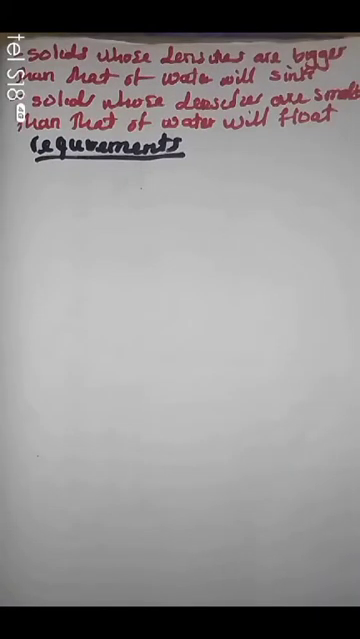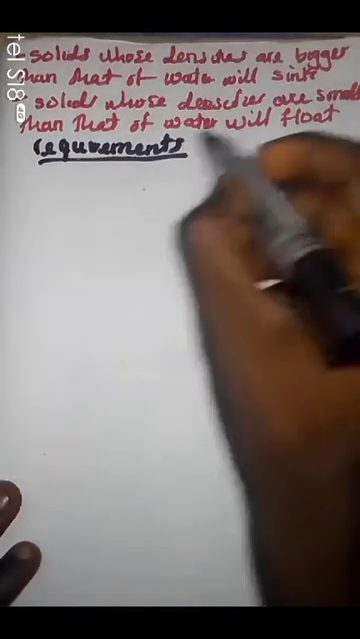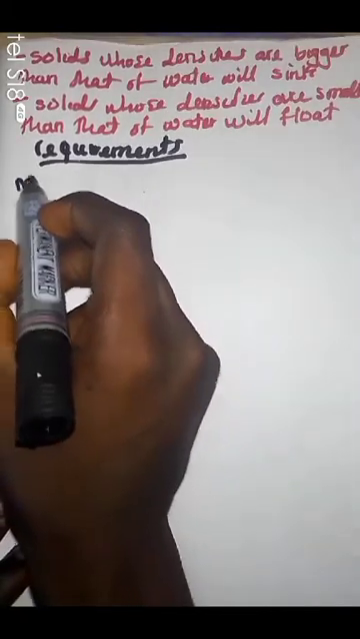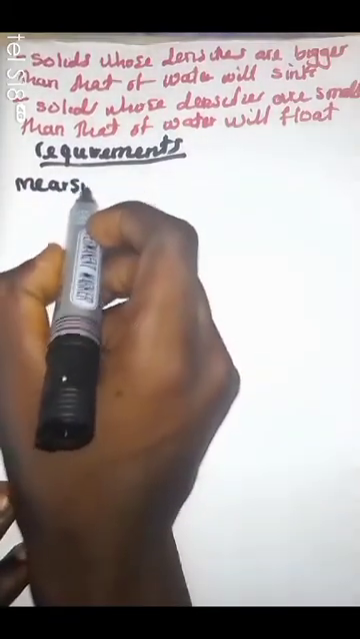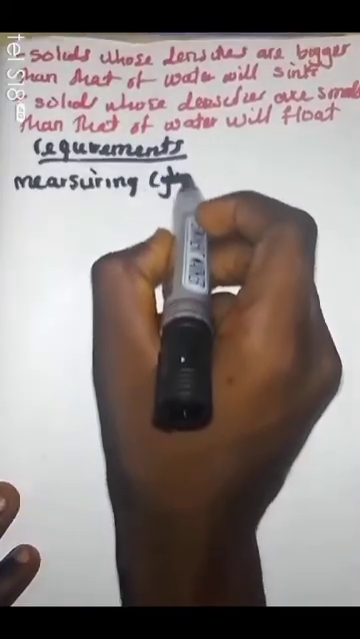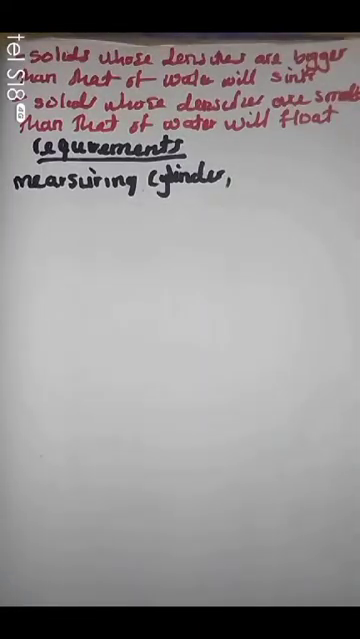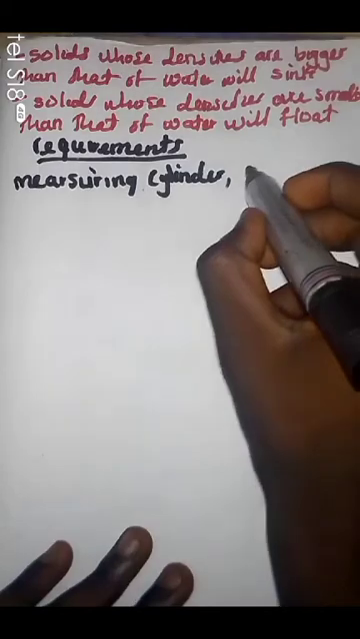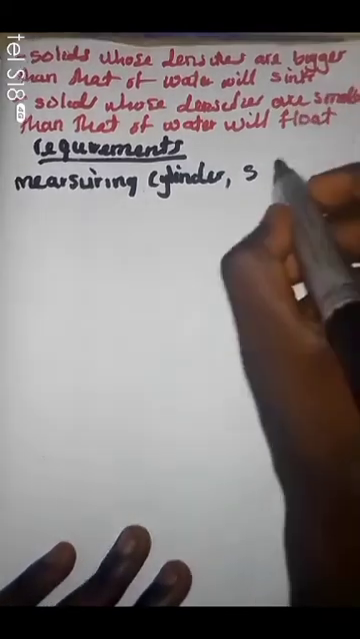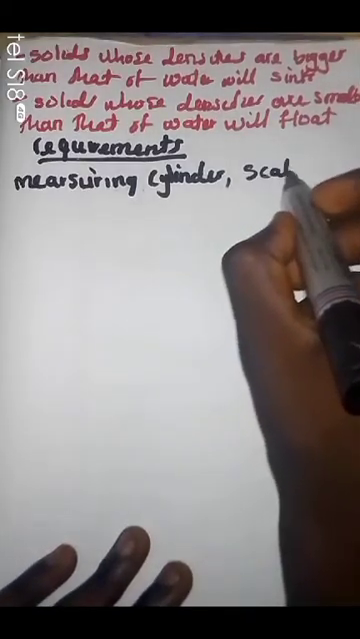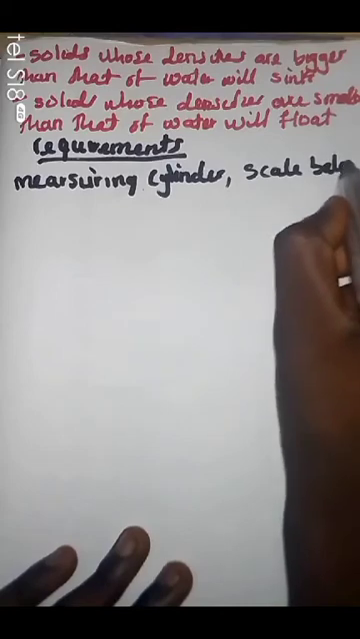The first requirement is a measuring cylinder. That's the first thing we'll need, because the measuring cylinder helps us to measure the volume of the quantity we want to measure. Then next we're going to need a scale balance so that we can get the mass of the iron.